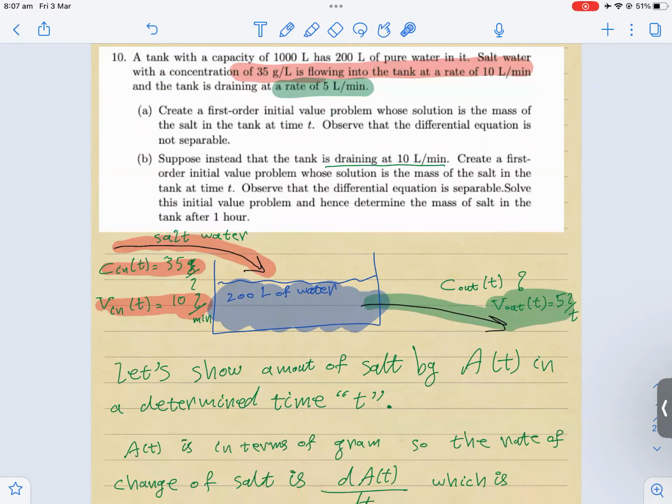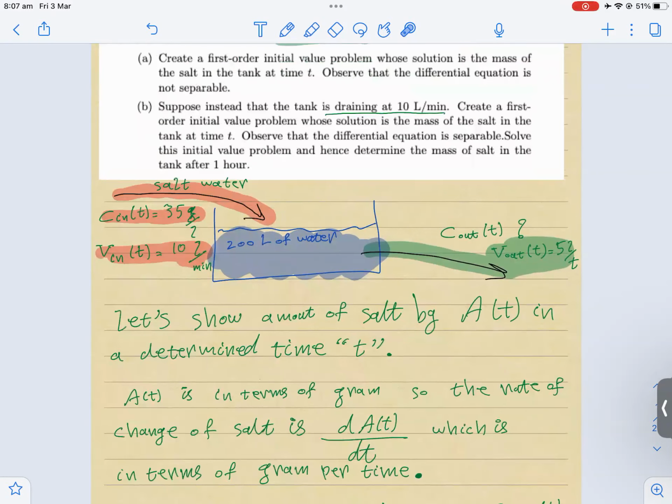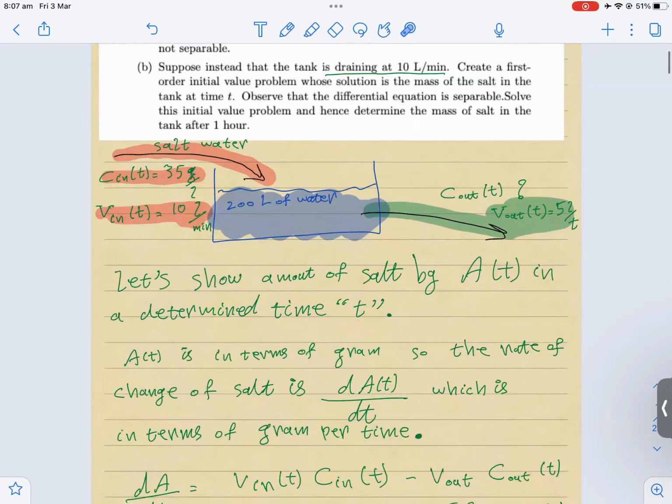So if the amount of the salt dissolved in water, if we show that as A of t, in some contexts it's shown by M of t, in the determined time t, then A of t is in terms of grams. Yes, we know that. So the rate of change of the salt will be the derivative of the amount of the salt in terms of time.